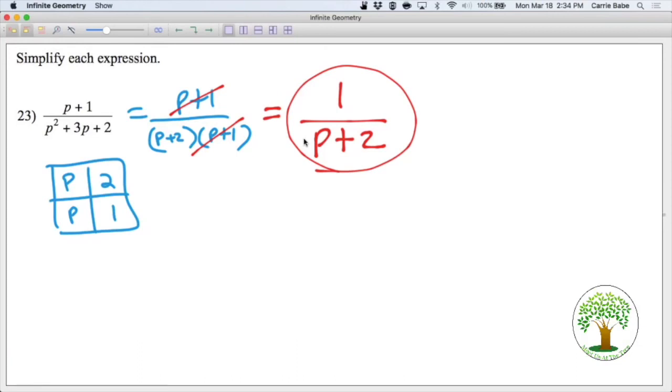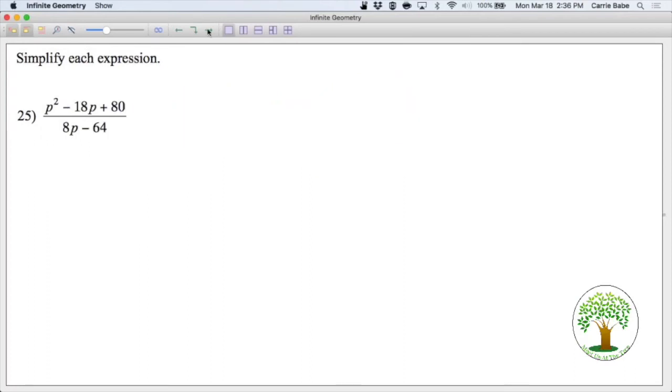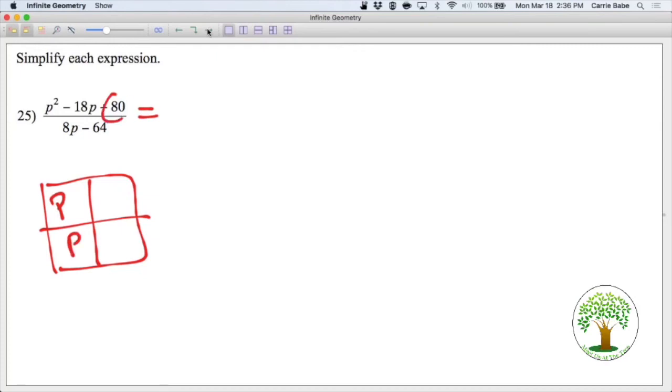Last one, number 25. What am I going to do to the numerator or the top of the fraction? Factor it out by using the box method. All right, what goes in the first column? 2 p's. A p on the top and a p on the bottom. What about the 80? What multiplies to be 80? 8 and 10. Will 8 and 10 somehow become 18? Yes, ma'am. Both negative. So how are we going to make it? Both negatives.